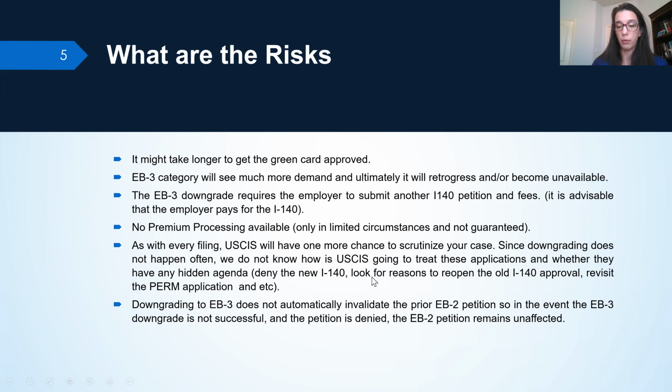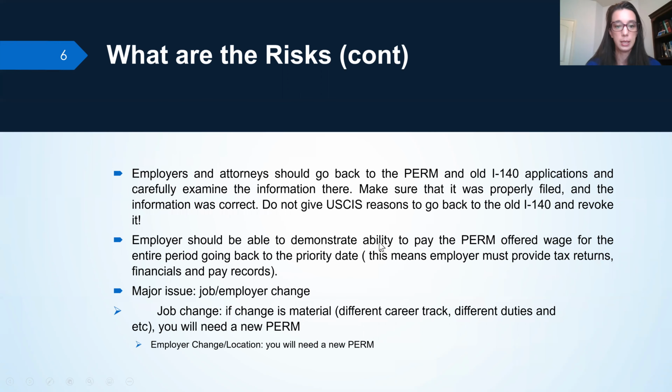The downgrading to EB3 does not automatically invalidate the prior EB2 petition. So in the event that the EB3 downgrade is not successful, let's say the petition gets denied for whatever reason, the EB2 petition remains unaffected. So at least you have that. But as I mentioned before, since we just started filing, we just don't know at this point what USCIS is going to do. Let's say you file the downgrade, but then something goes south, and they start digging through your old files, and they find different things that either are not supposed to be there or were never there. You just don't want to take that risk. And there is a way to mitigate that, which I'll go into in the next slides.